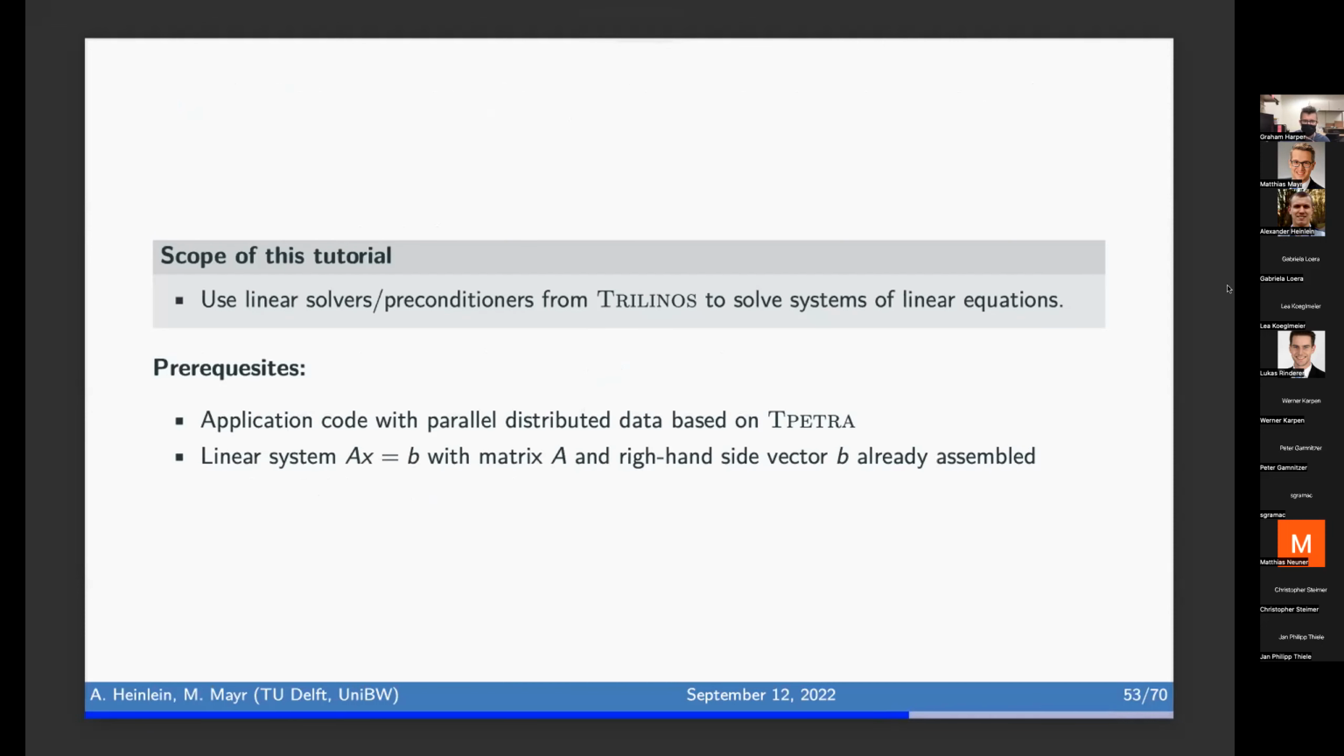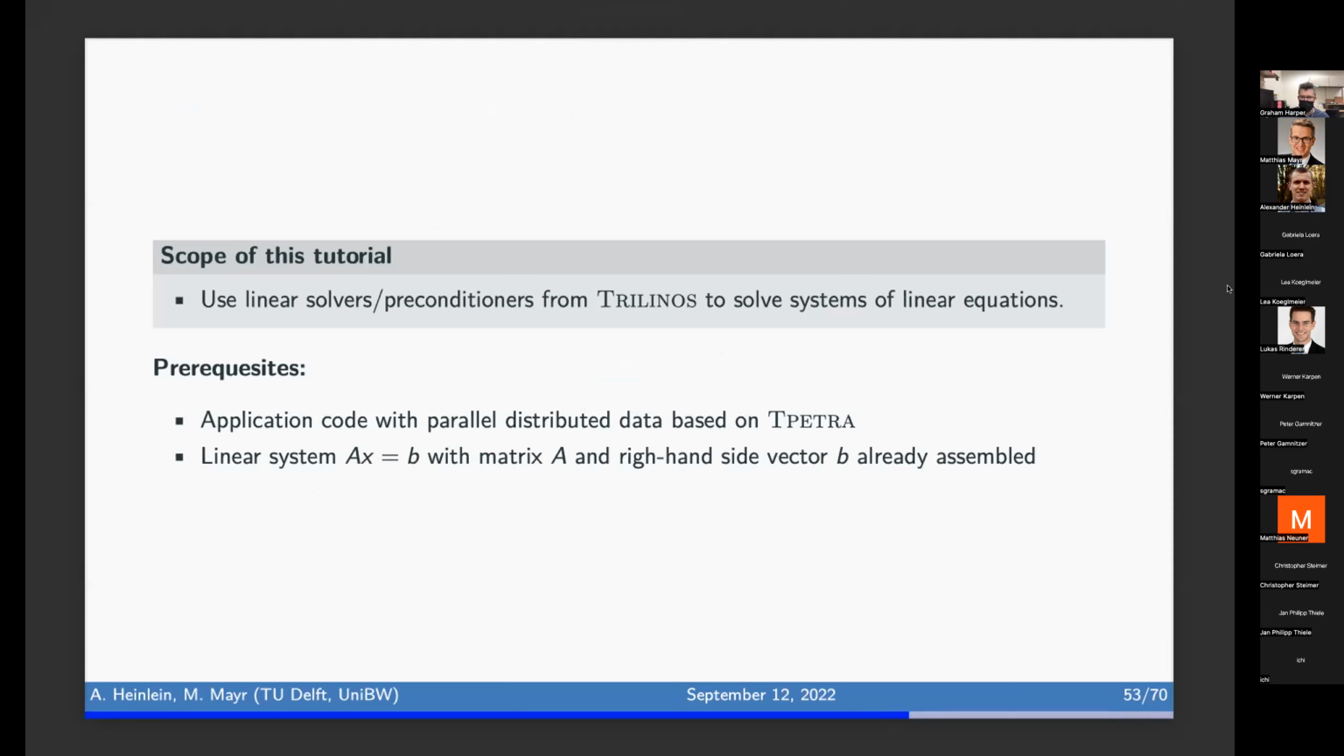Really, the scope of this is, now that you've assembled a matrix in the previous example with a Tpetra matrix, we're now going to look more at the choices of solvers and preconditioners in Trilinos that you have available to you in order to then solve the problem that you've assembled. And so this problem is oftentimes a linear system, and the way we write this is a linear system of the form Ax = b, where the matrix, of course, is A and your right-hand side vector is b.